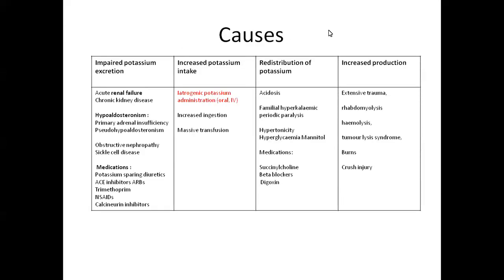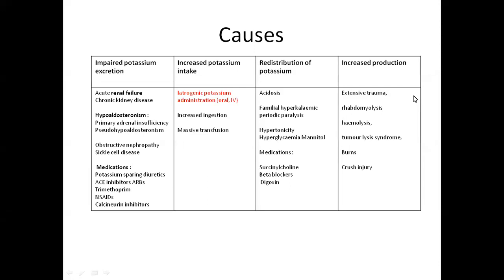So any electrolyte imbalance, there are only 3 to 4 reasons. One is you take more, you excrete less. So that's the two things. Or you increase the production inside the body itself. Sometimes it can be redistribution, from inside out, outside in. So these are the main causes for any electrolyte imbalance.